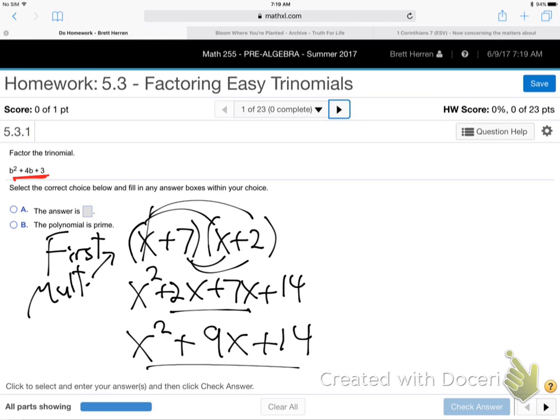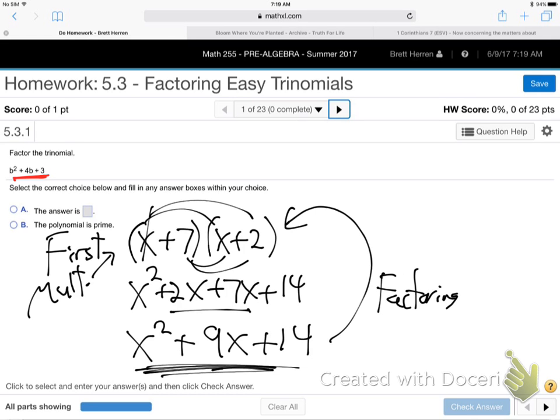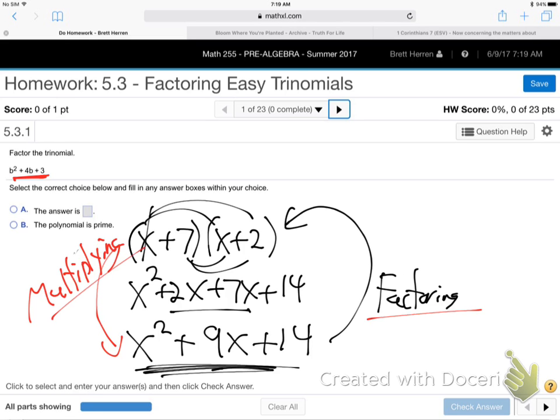Good? Now, y'all remember that okay? Now what they're going to do is start here and ask us to go back to that. Because that's called factoring when you go that direction, and here, let me make this real clear. When you go this direction, it's called multiplying. Multiplying and factoring are the same thing, just opposite direction.